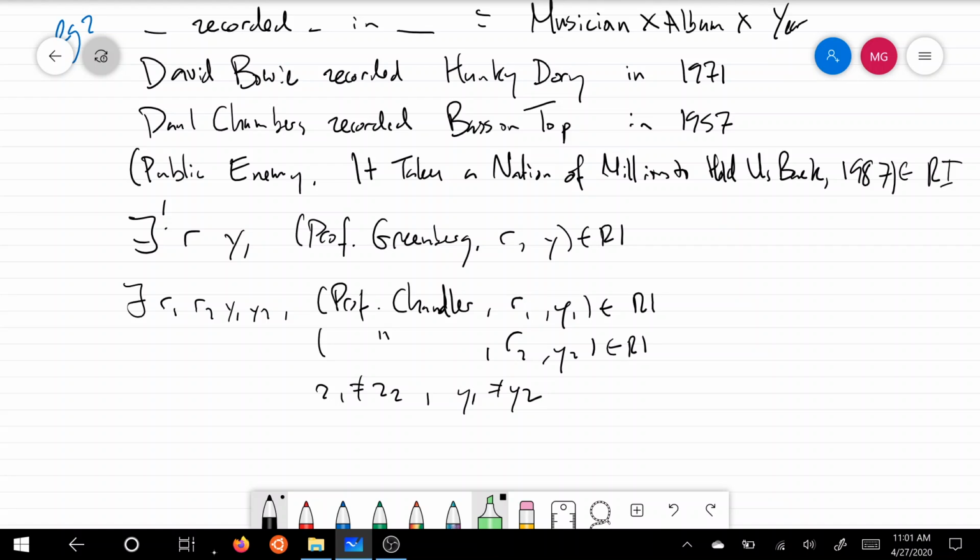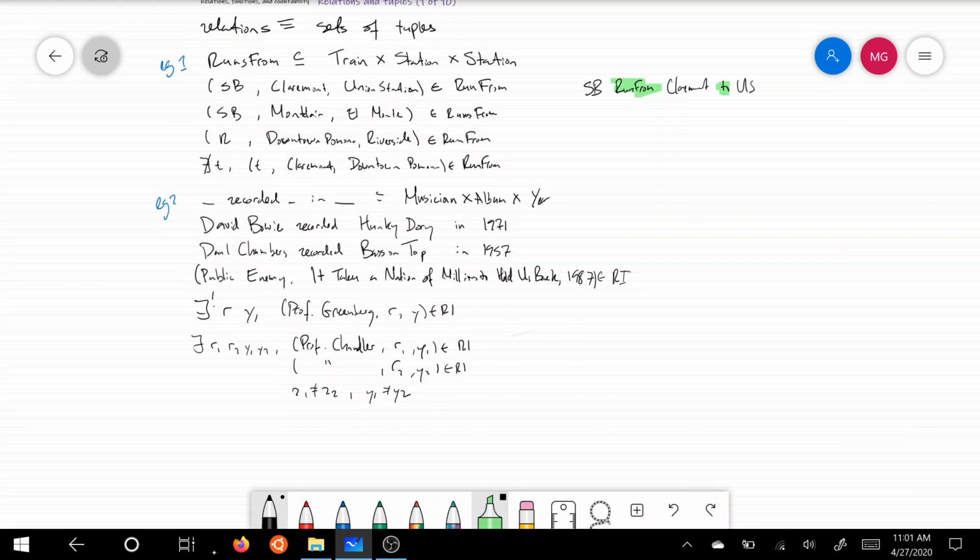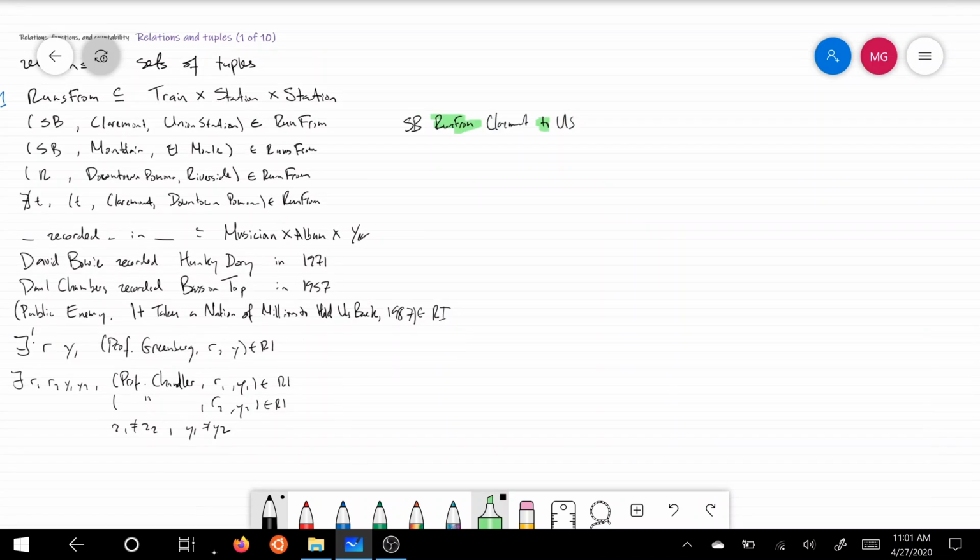Okay, these are sort of, I think, hopefully really relatable non-mathematical relations we've looked at so far. Let's look at some more mathy relations.